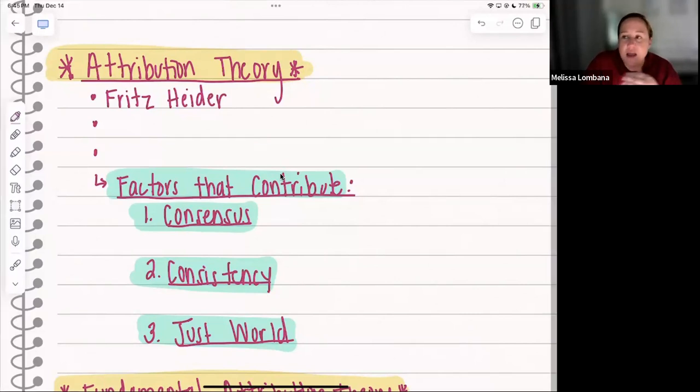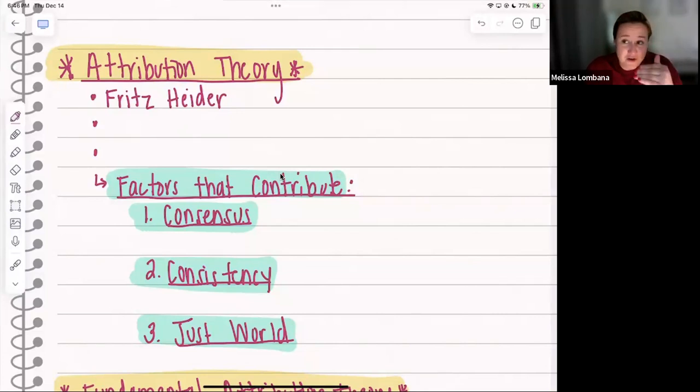Let's do a hypothetical here. We live in Miami and everybody loves the Miami Dolphins, right? And if everybody loves the Miami Dolphins and then Ms. Lomana loves the Miami Dolphins, then you're more likely to attribute it to external factors. It's because of the situation or other people around them, if everybody agrees that they love the Miami Dolphins.